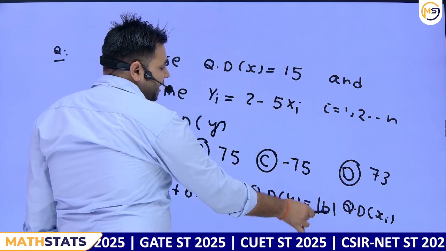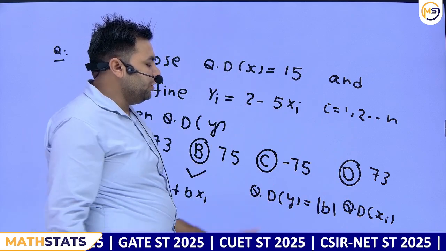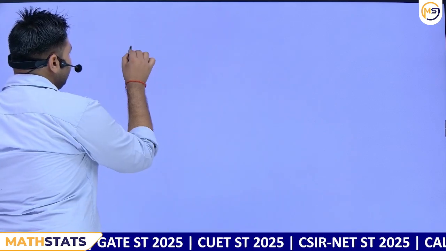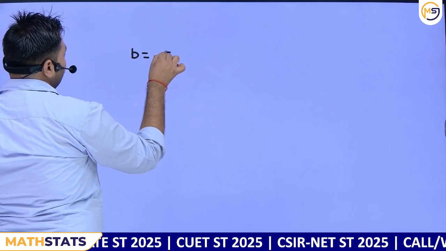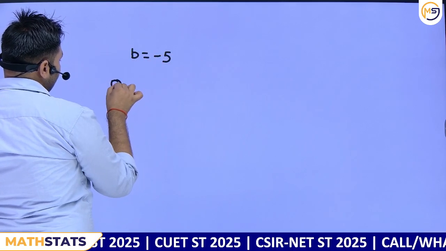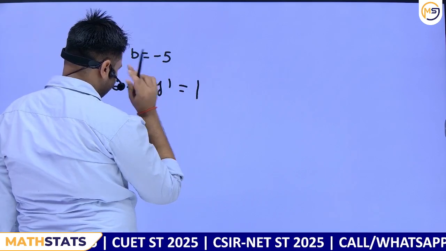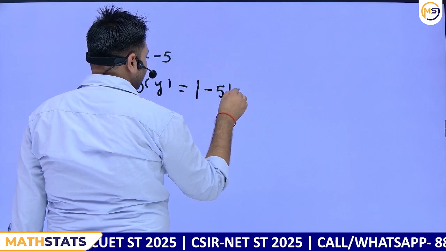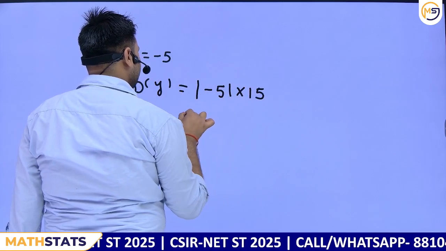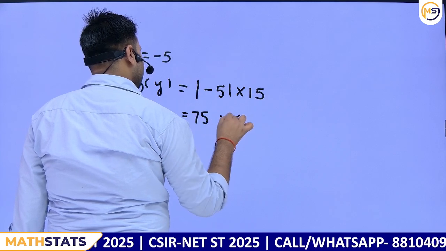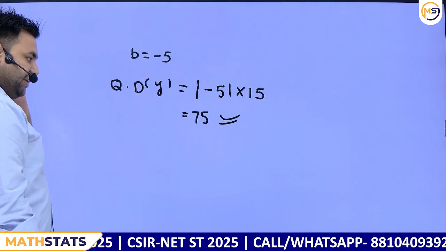So b equal to -5, so mod of b equal to 5. So here b equal to -5. So QD of y equal to mod of -5 into 15. So this is equal to 75. So 75 is the answer.